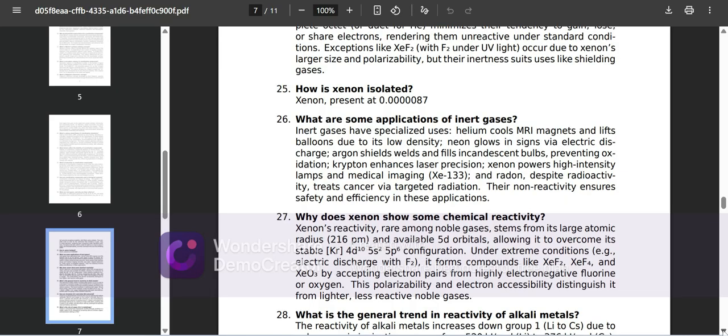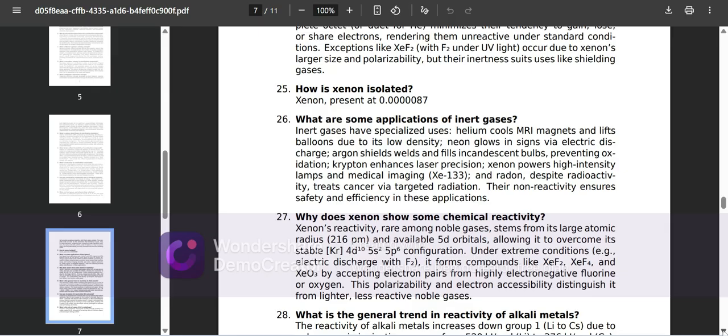What are some applications of inert gases? Inert gases have specialized uses. Helium cools MRI magnets and lifts balloons due to its low density. Neon glows in signs via electric discharge. Argon shields welds and fills incandescent bulbs, preventing oxidation.